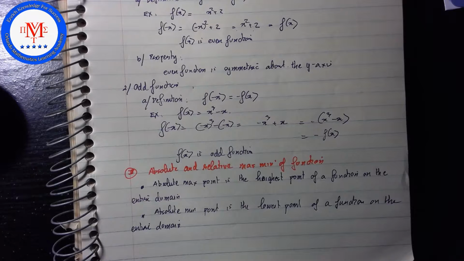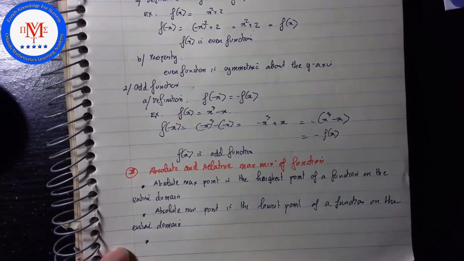If a point on the graph, any point on the graph, is a location where the function changes behavior from increasing to decreasing, or from decreasing to increasing, then we call that a relative maximum or minimum.